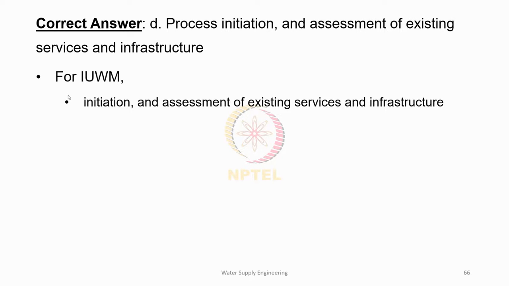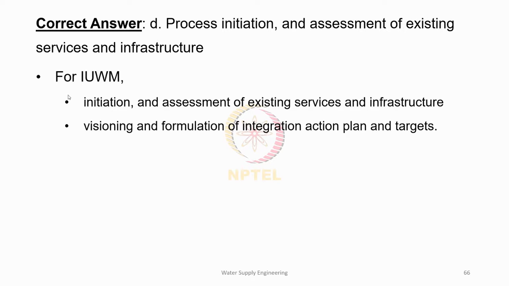So, for integrated urban water management, the first step is initiation and assessment of existing service and infrastructure. First, we need to know what is there already. Further and beyond, only we need to develop. So, the first step is assessment of the existing structures, existing infrastructure, existing services. The next step is visioning and formulation of integration action plan and targets. Third step is strategic prioritization of task.